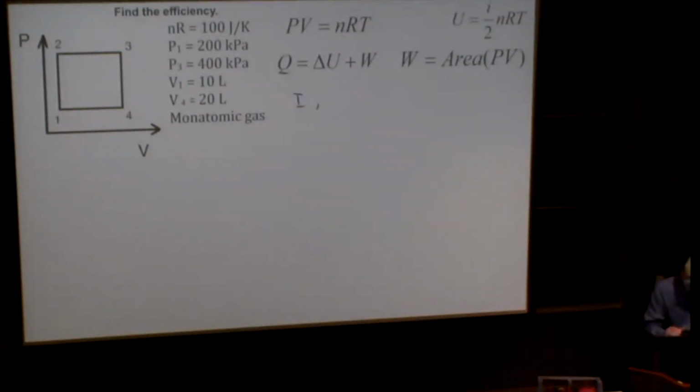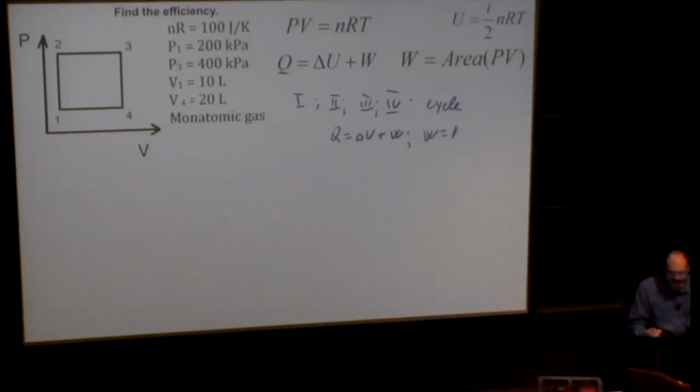For each process, we can apply the same set of equations, plus one for the whole cycle. What equations can we apply for the process? Q equals delta U plus W. W is equal to the area. Delta U is equal to I over 2 nR delta T. These are the most important, the fundamental equations. The last one assumes that the number of moles, the amount of gas, remains constant.